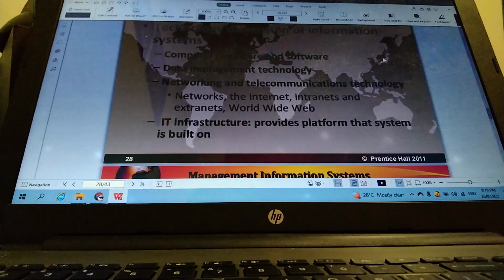So all these are the detailed components of an IT system, where we have IT infrastructure, which provides a platform that the system is built on, such as internet infrastructure, intranet infrastructure, extranet infrastructure, basically the network to send and receive data and information as per the requirement, right? So that is in terms of technology supporting the information system.